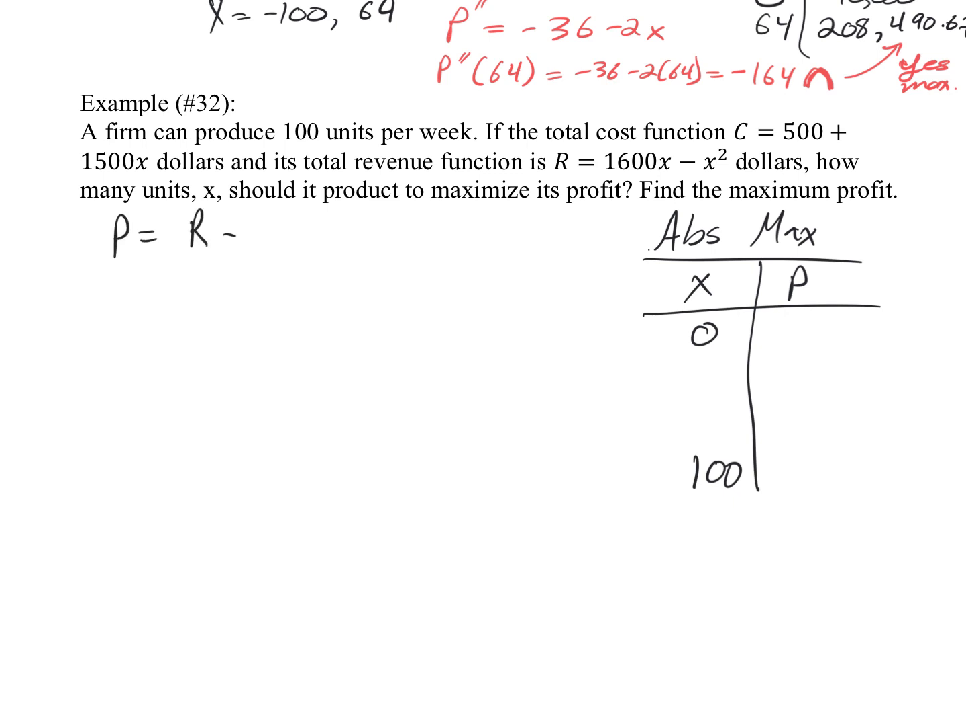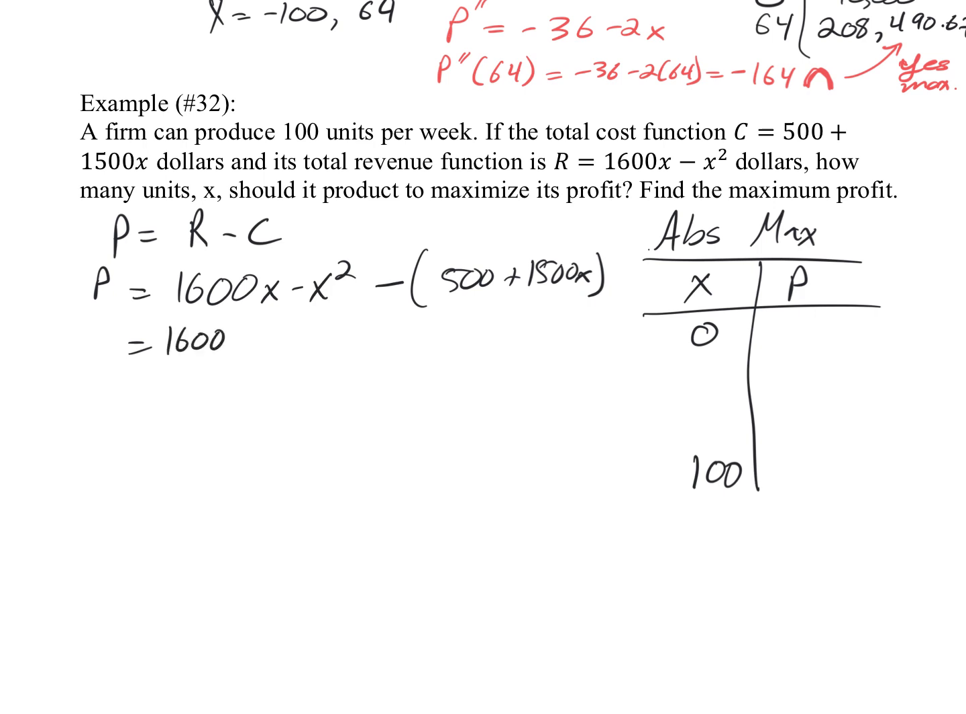P is equal to revenue minus cost. So then this would be, we're making 1600x minus x squared, and then our costs are 500 plus 1500x. So that's profit. That's 1600x minus x squared minus 500 minus 1500x. As I simplify this, I'm getting negative x squared plus 100x minus 500.